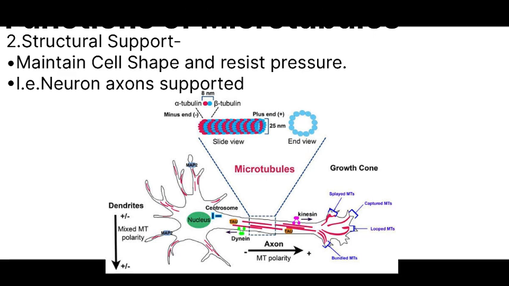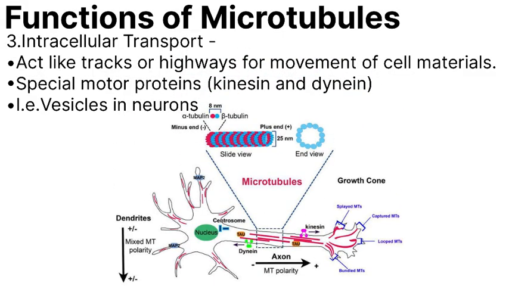They are also involved in the intracellular transport. They act like trackers, or you can say highways, for the movement of the cell materials. So you can also call them cargo highways. There are two special proteins named kinesin and dynein. You will see them in your next year. These microtubules provide the track for the motor proteins so that they can move organelles like mitochondria or vesicles along with them. For example, in the nerve cells, the vesicles move along the microtubules to different parts of the cell for signal transmission.